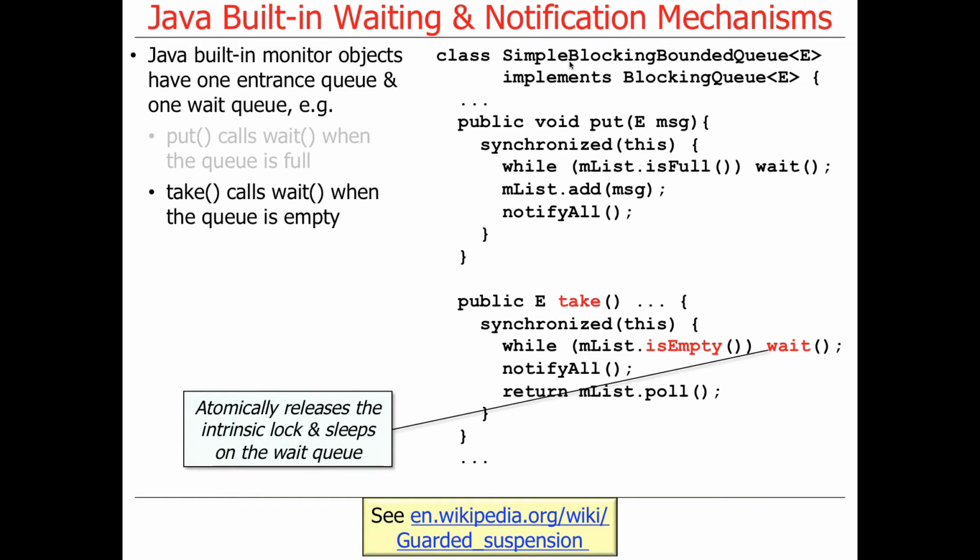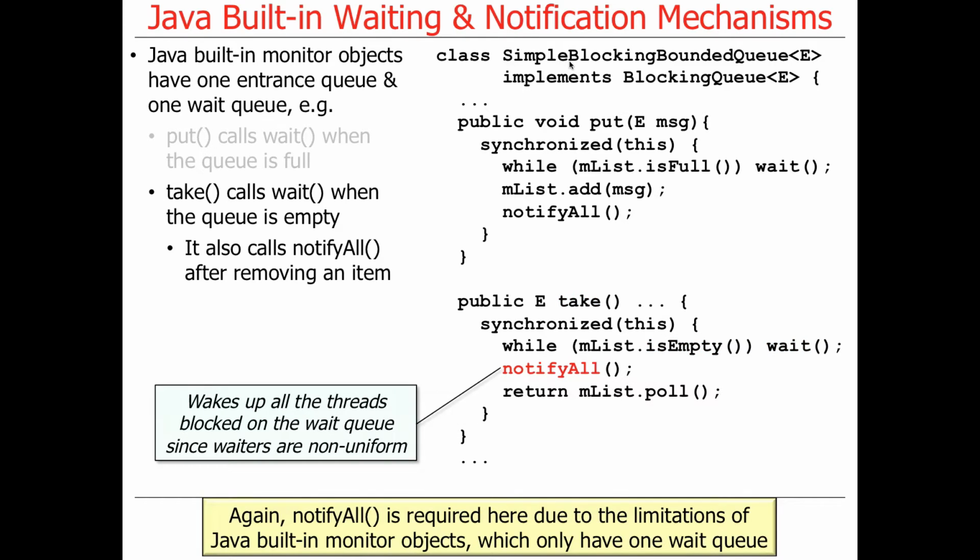When you call take, and if the queue is empty, you have to wait. So that'll wait, because that's a different condition. We're using the same condition to wait on a different condition expression. And when we finally get something out of the queue, we're going to notify everybody, and then return the item. Again, we have to notify everyone because of the non-uniformity of these things and because of the wacky quirks of the Java condition object limitation for monitor object.